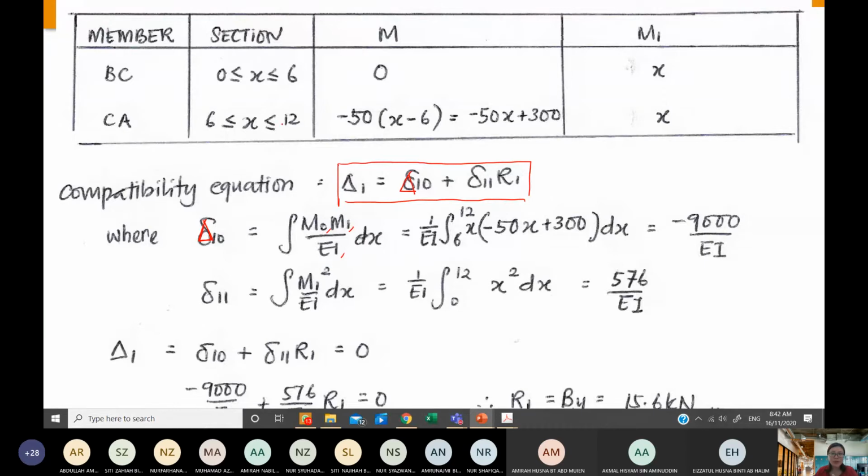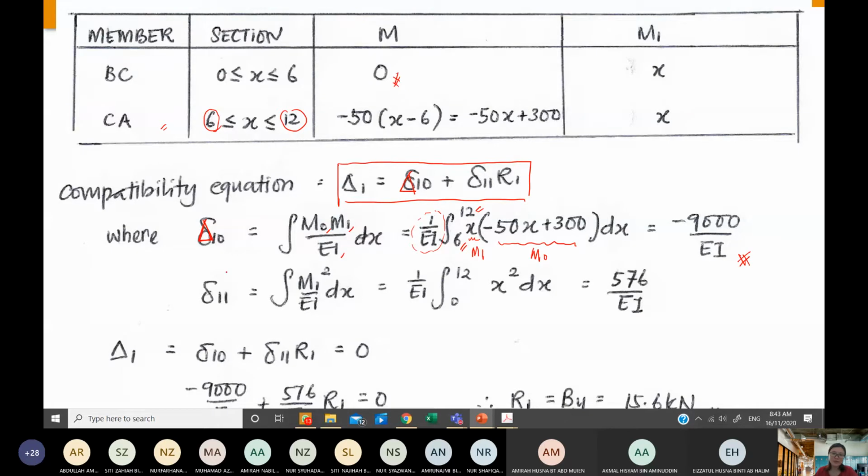Okay, let's have a look. We have this zero, so we don't have any consideration for member BC. We have to look at CA only. So this is for CA. The range is from 6 to 12. Following this, 6 to 12. Okay, and then you have the x. This is from your M1, and this is from your M0. Whether you want to write M0 first or M1 first, it's up to you. There is no difference. Your EI can be put outside of the integration. Then you can solve for this integration.